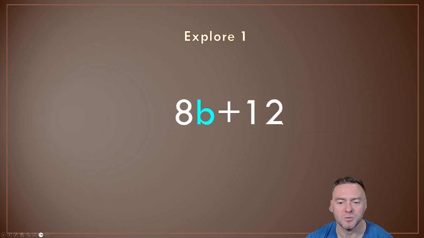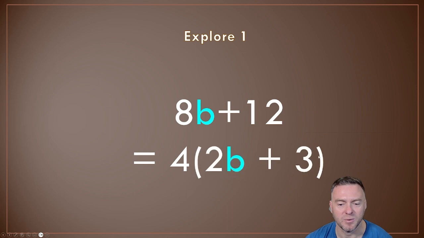So have a go at this one we're going to explore. 8b plus 12: the highest common factor of 8 and 12 is 4. So you can rip that out the front. Then 8b divided by 4 leaves you with 2b, and 12 divided by 4 leaves you with 3. So that's how that groups together.